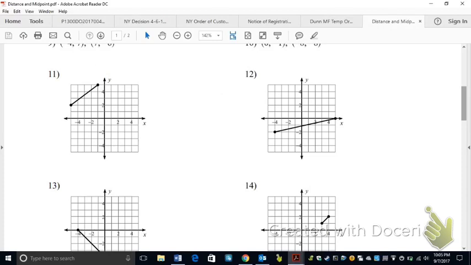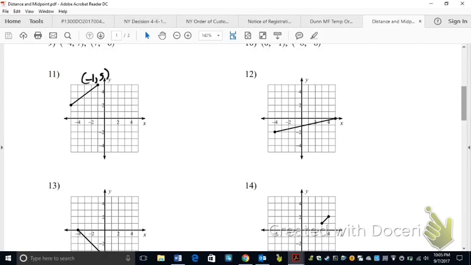Now, that's how the first 10 go. So the second 10, you're given a graph with a line segment on it and asked to find the distance or the length of the line segment. So here there's just an extra step, and that is identifying the points and then plugging them into the distance equation. So the distance equation you should still have at the top of your page.